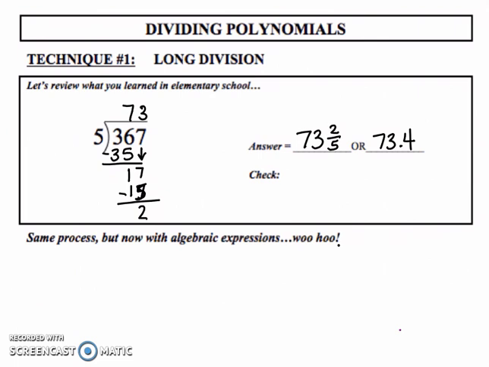Now when we're doing long division, or any kind of division really, it's easy for us to check our answer. We can check our answer by multiplication. So if we took 73.4 and we multiply it times 5, we should get back to where we started, which is 367. So we know that we did it right. Well, now we're going to do the same process, but with algebraic expressions, specifically with polynomials.